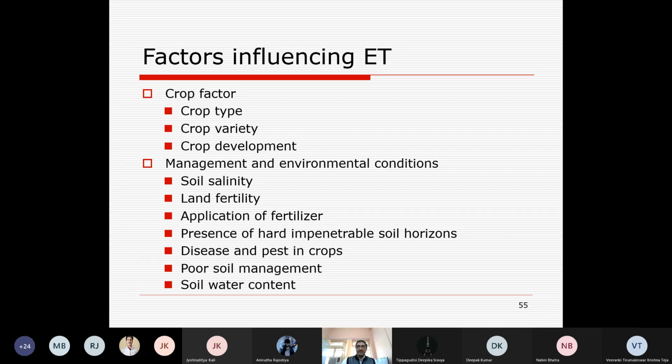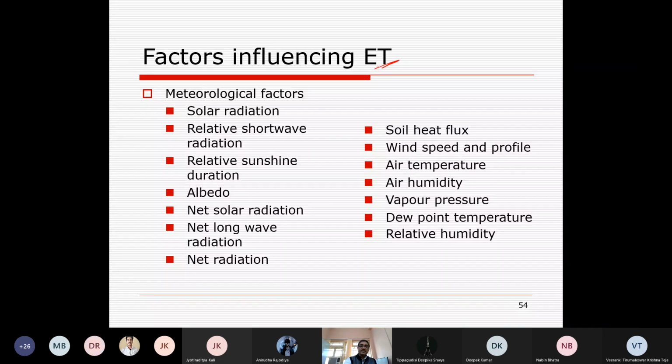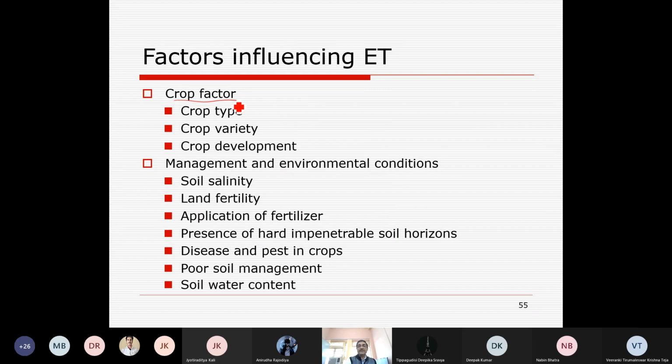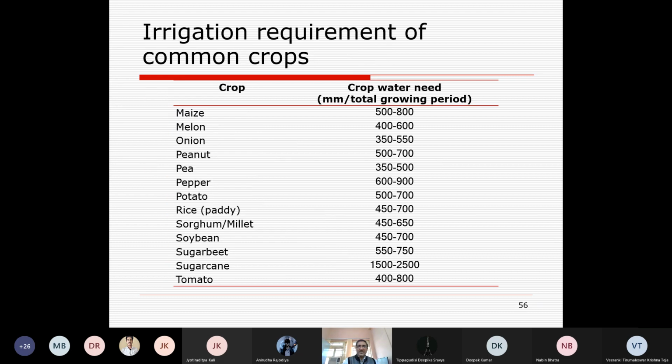So these are the factors we discussed: meteorological factors basically, then crop factor, type of crop, and management and environmental conditions which are influencing the evapotranspiration. This is a general idea to give you. It is not very precise because it varies from one particular climatic condition to another.